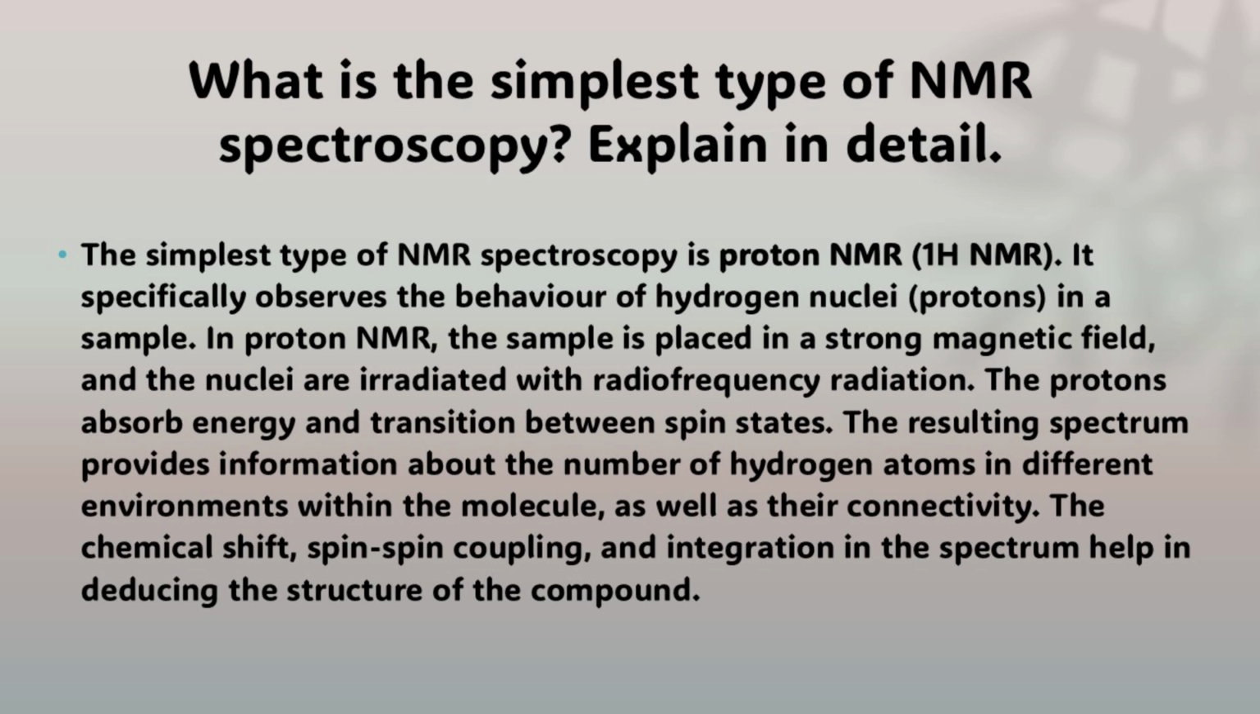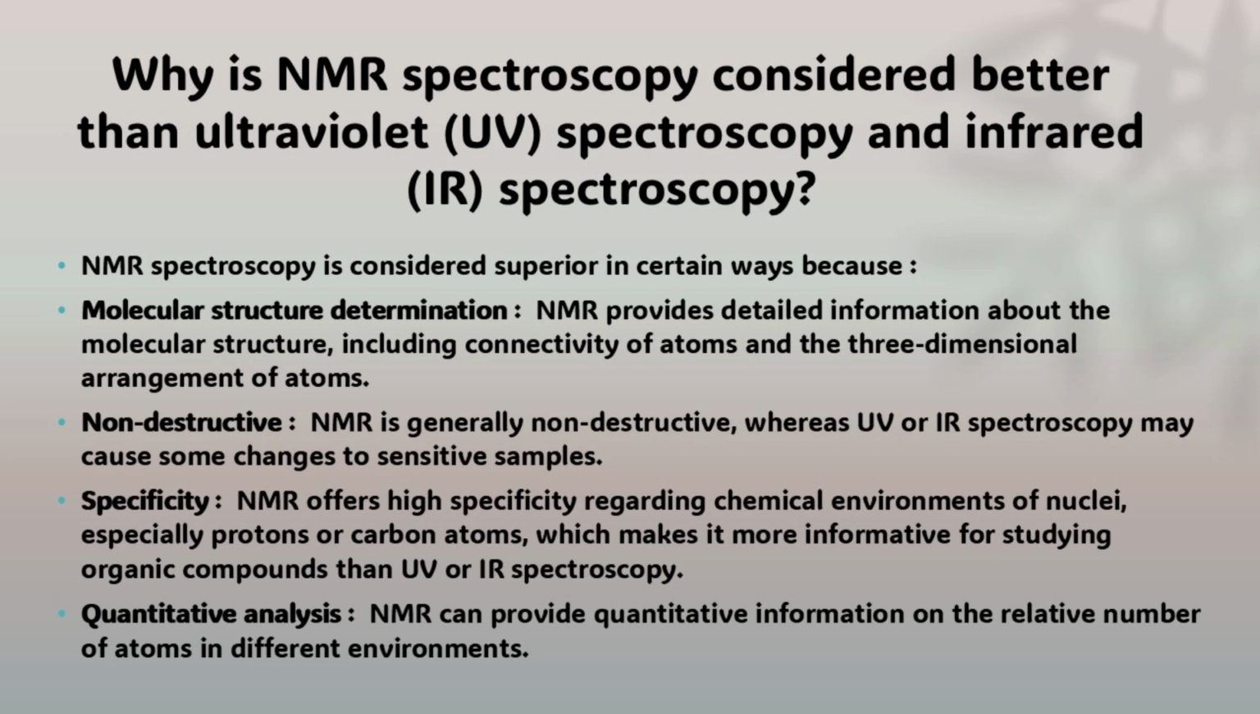The resulting spectrum provides information about the number of hydrogen atoms in different environments within the molecule, as well as their connectivity, or how they are bonded to each other. The chemical shift, spin-spin coupling, and the area under the peak in the nuclear magnetic resonance spectrum help in determining the structure of the compound. The next question is question number 3.